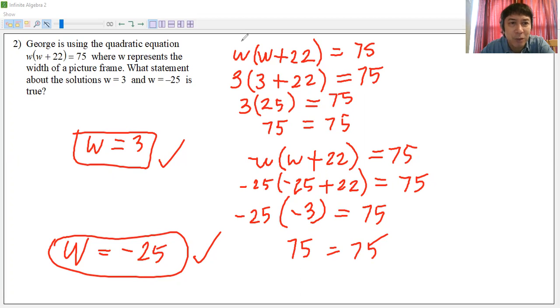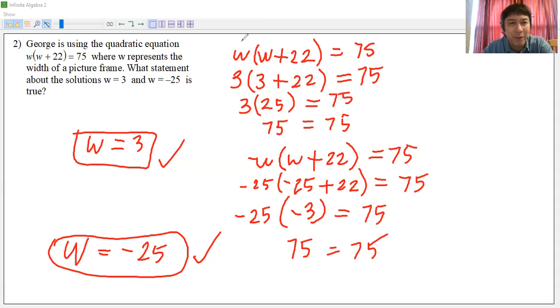So the statement is W equals 3 must be accepted and negative 25 must be rejected, because we will not consider a negative length of a picture frame. So that should be the statement. W equals 3 is accepted and W equals negative 25 must be rejected. That should be the required statement. If you are to choose a statement, the positive 3 is accepted, the negative 25 should not be included.